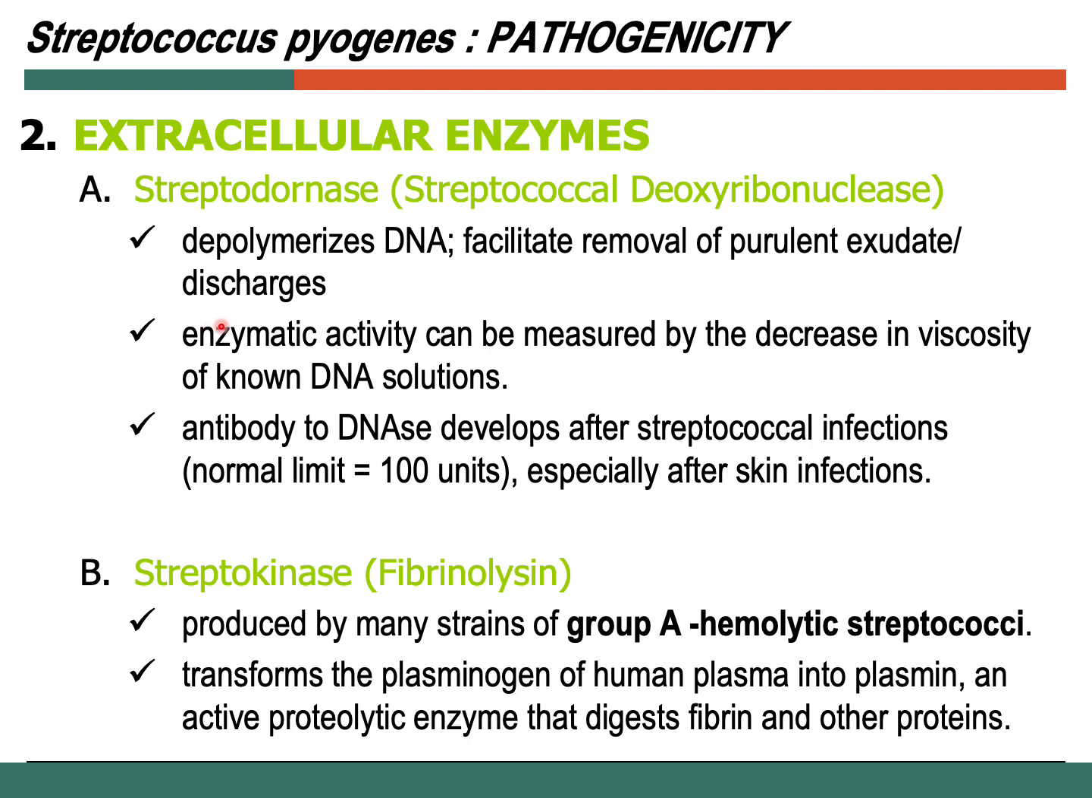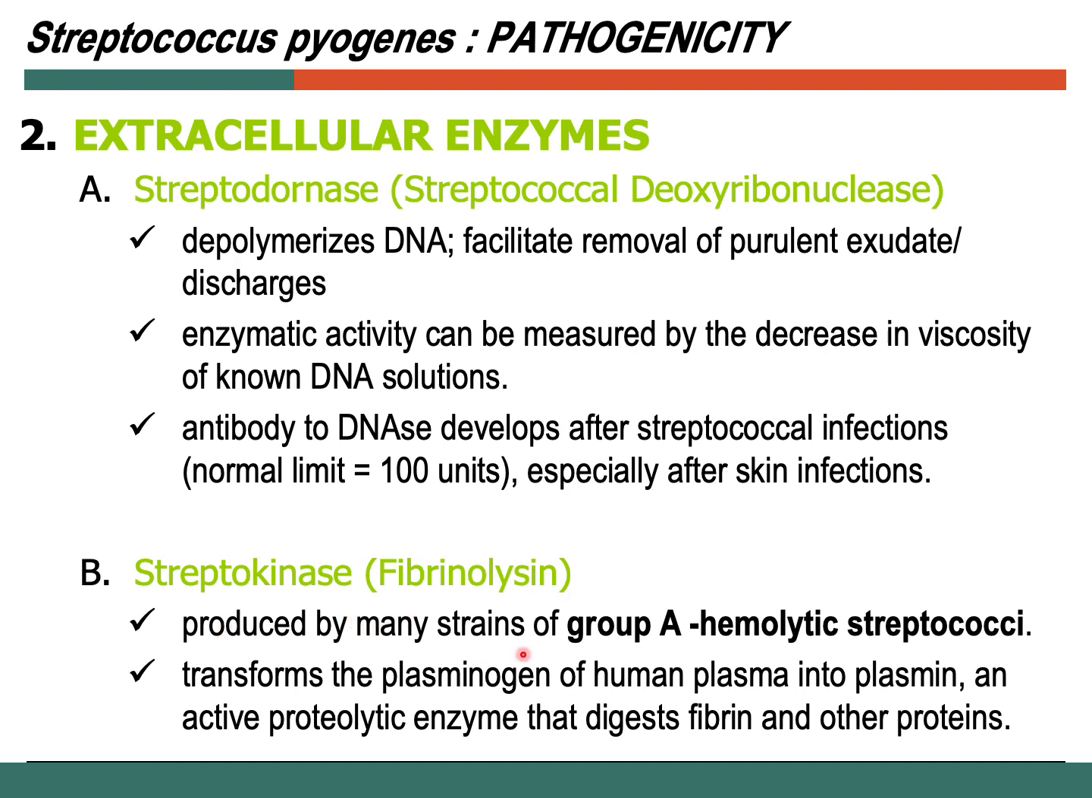So your DNase, there are 4 types. Usually it's A, B, C, and D. So primarily, your streptodornase lowers the viscosity of exudates, allowing the pathogen to be more motile and spread, to be more mobile and spread towards the deeper tissues.